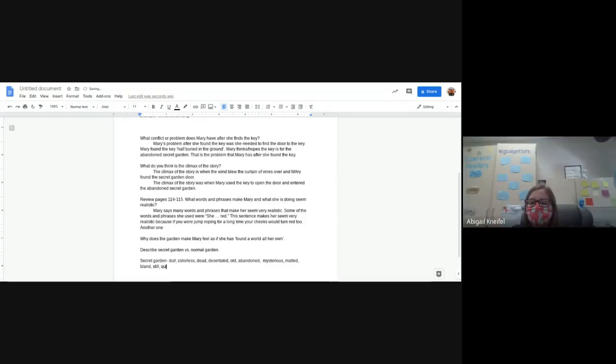All right, that is plenty of words to describe the secret garden. It is dull, it is colorless, it's dead, deserted, old, abandoned, mysterious. Things are matted, it's bland, it's still, it's quiet. Now let's just talk about the garden itself. What's some things we could say about the regular garden itself?